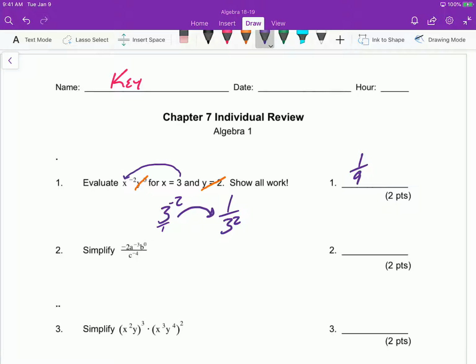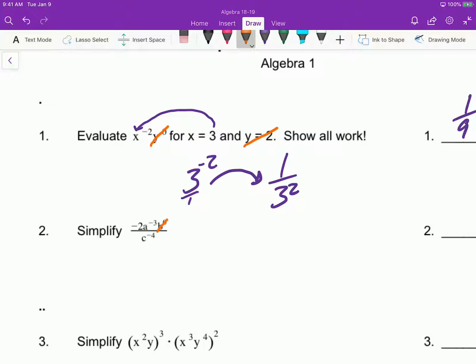Number two, I noticed that there's not any of the same variables, the same letters. So all I can do is, just like on the last problem, I'm just going to cross out that b to the 0. I'm not even going to need it anymore. And then I notice that a is to the negative 3, so that one can go to the bottom. C to the negative 4, that one can go to the top. So basically we have a flip-flop situation.